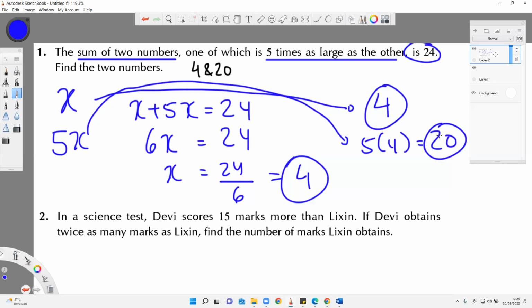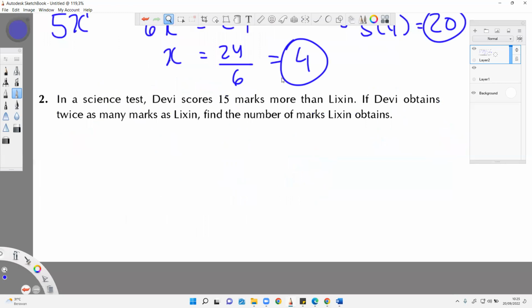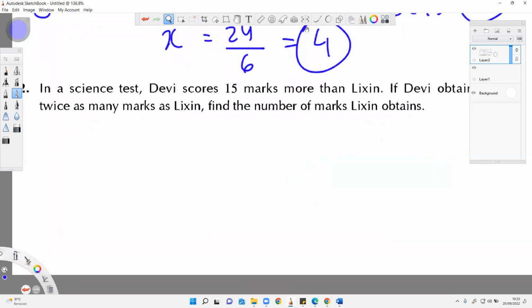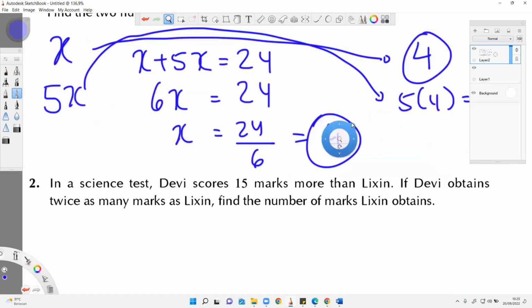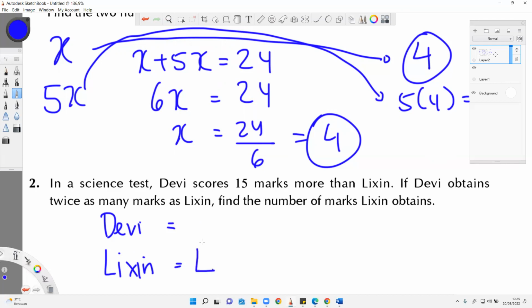Okay, any questions so far? Is everything okay? Next, number 2. Look at the question carefully. In a science test, Devi scores 15 marks more than Lisin. So who gets the higher score? Lisin or Devi? Devi. So let's say Devi and Lisin. Devi gets more score. So let's say Lisin is L. What is Devi? L plus 15, not D, be careful, it's not D. So L plus 15.